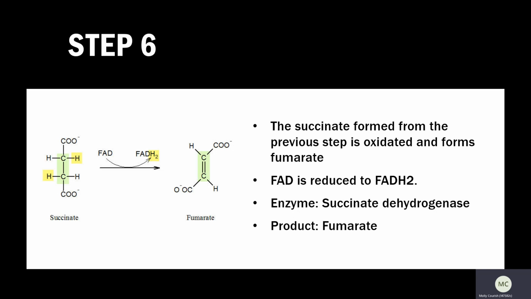Step 6 of the citric acid cycle begins with the succinate that was formed in step 5. This succinate is then oxidized in step 6 and forms a molecule known as fumarate. During this reaction, FAD will be reduced to FADH2. The enzyme that will be used in this reaction is succinate dehydrogenase. And again, the product will be fumarate.